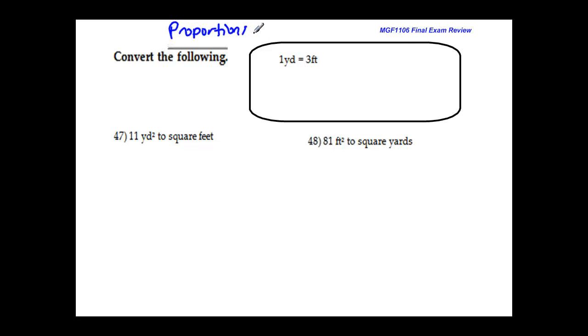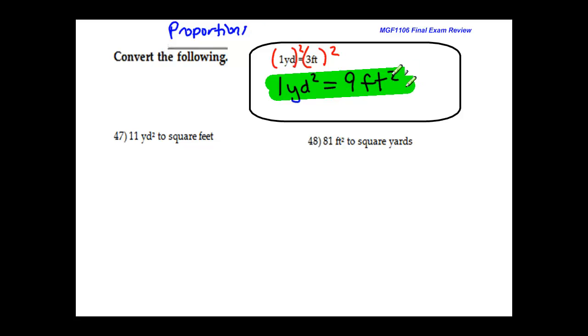to solve. No matter which technique you're using, the first step you need to do on these first 2 problems is we're dealing with squared units. So you have to have 1 yard equals 3 feet memorized. And then we are going to square both sides to get the conversion factor we need. 1 squared is 1. 3 squared is 9. So the conversion factor we will be using for 47 and 48 is 1 yard squared equals 9 feet squared.